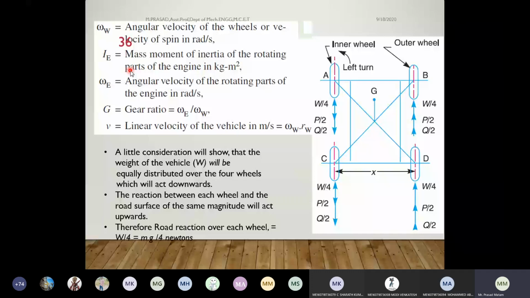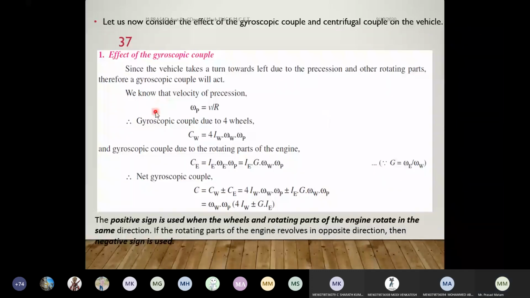After defining all these, our aim is to find the gyroscopic couple. So what is the precession velocity? Again, we know that the precession velocity is V by R. Now the gyroscopic couple due to wheels. What is the formula for the gyroscopic couple? You can see the gyroscopic couple is nothing but I omega into omega P.